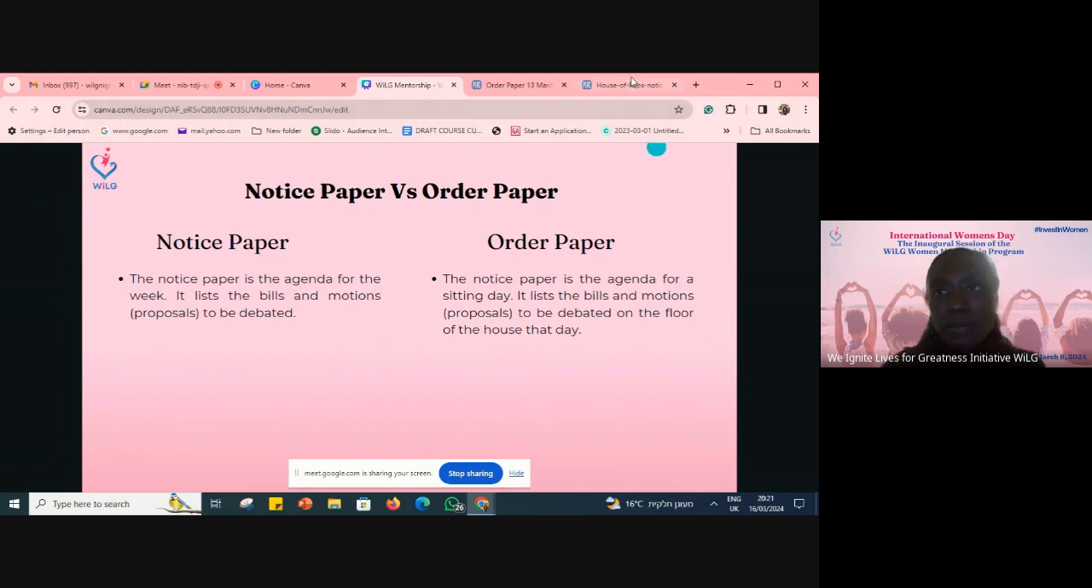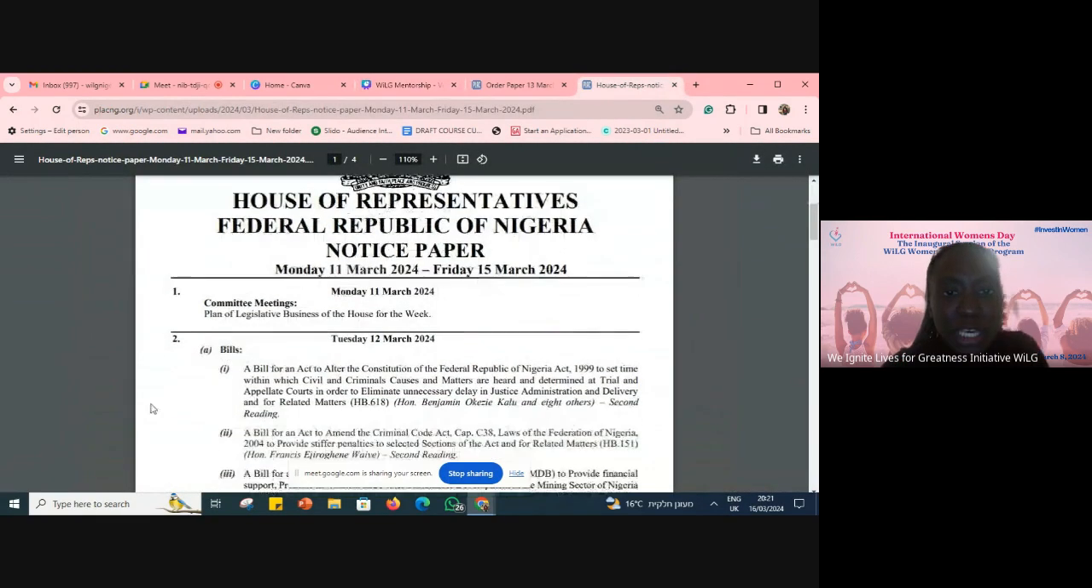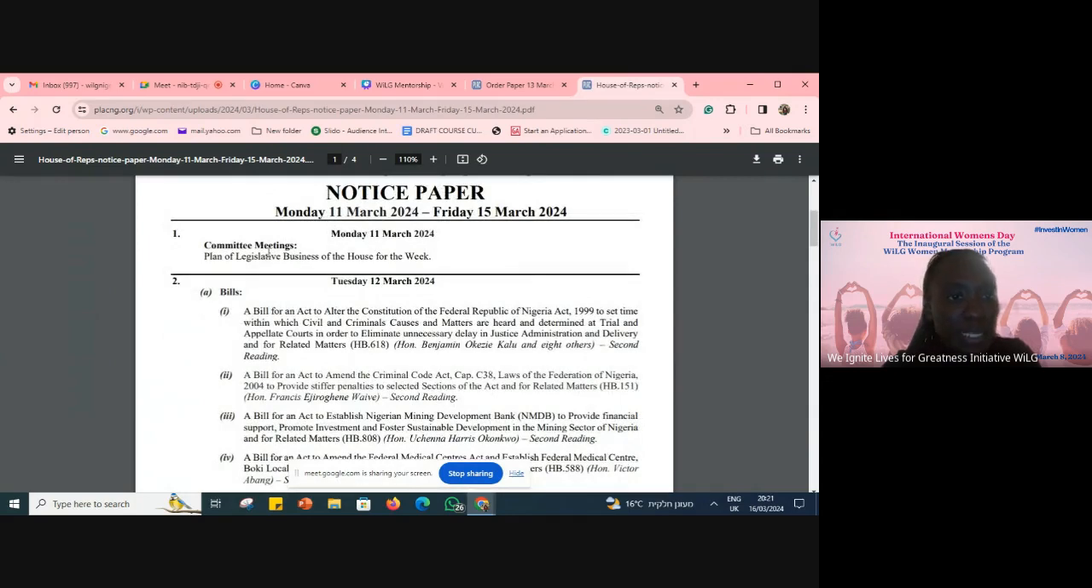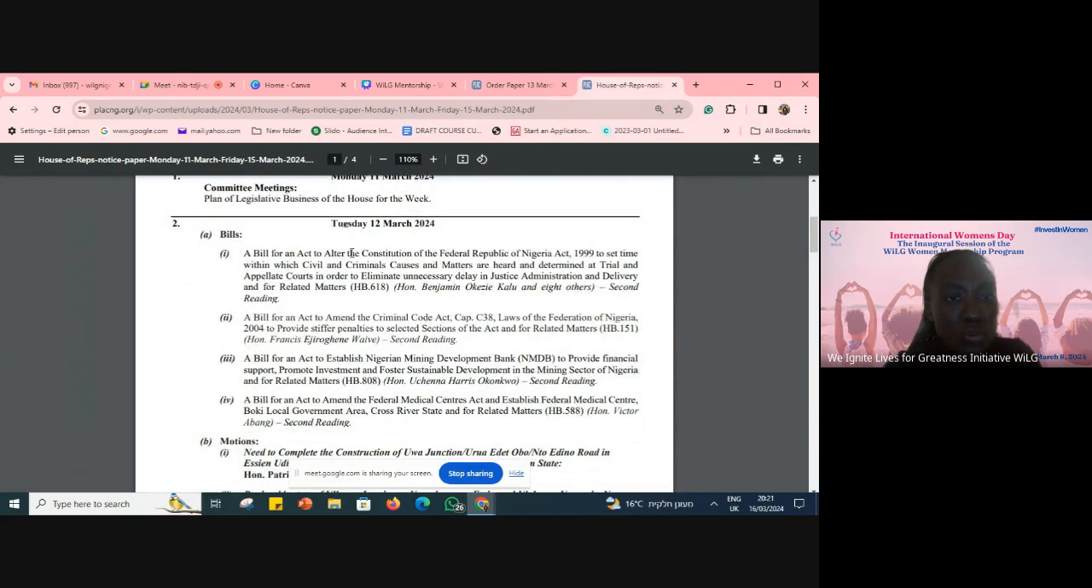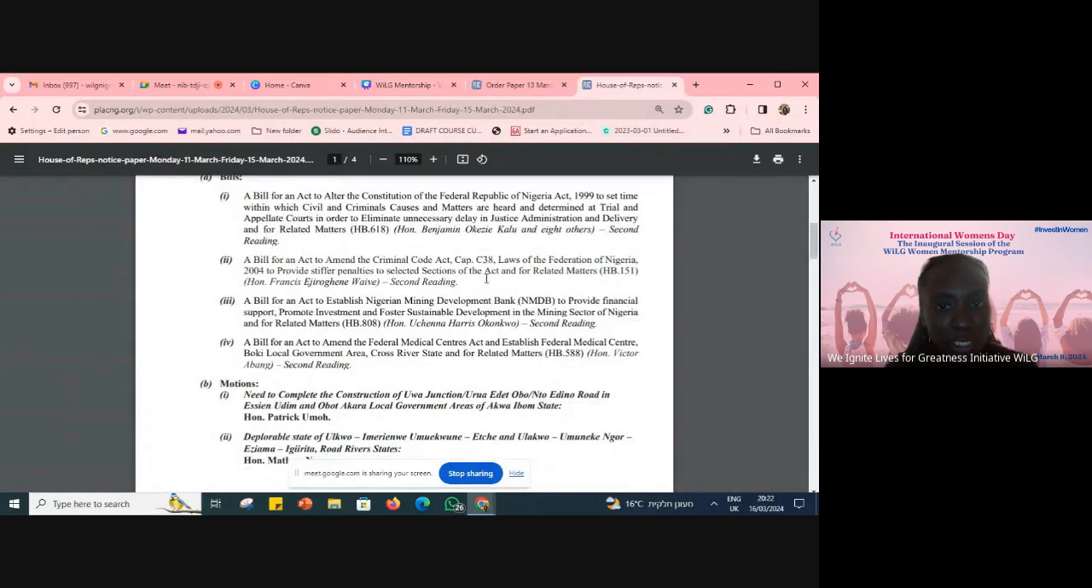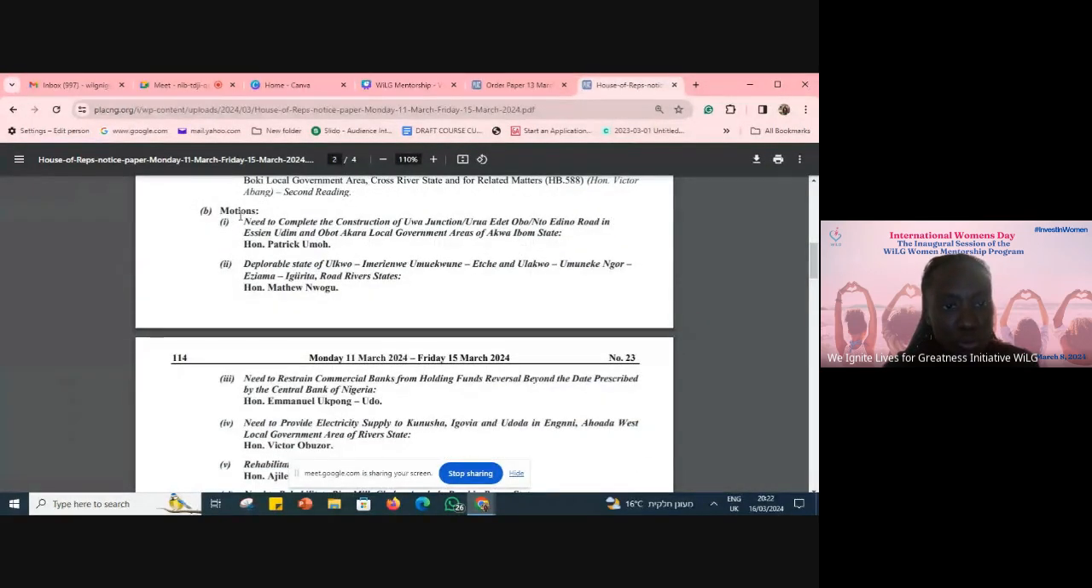Let's go and see the example. I'll start with the notice paper. This is the one for last week. You have Monday, 11th March, 2024 to Friday, so you see it has the whole week. It starts with committee meetings. On Tuesday, they're going to discuss certain bills. You can see the constitutional bills. They're trying to do constitutional reforms. You see the different bills that they are working on, and the motions they're going to move that day.